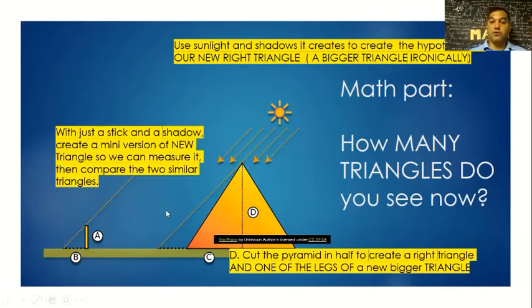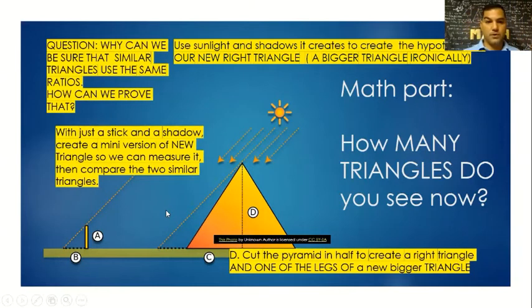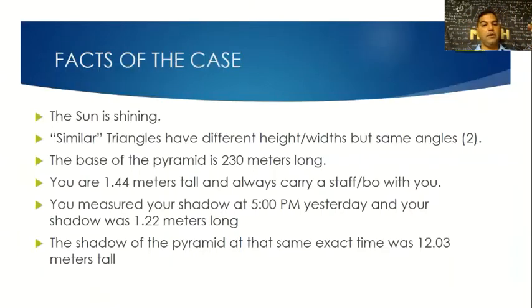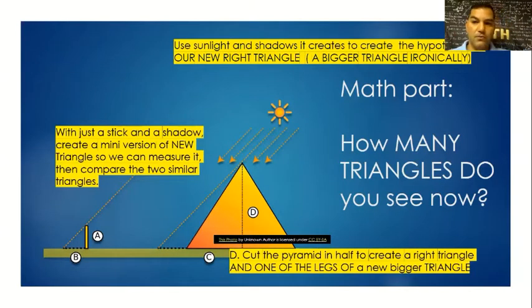Okay, well, with just a stick. Oops, I did that too fast. Hold on. Oh, wait, yay. With just a stick and a shadow, he created a mini version of this new triangle. He went a little bit further on. He used his stick, put it on the ground at the same time, so the sun would create the same angle and the same type of shadow. You see this? This is a little mini version, not of the pyramid, but of this right triangle. Just a stick.